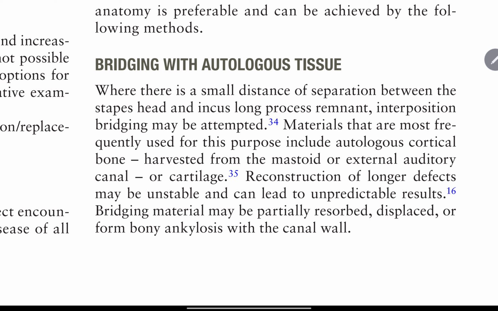Bridging with autologous tissue. Where there is a small distance of separation between the stapes head and incus long process remnant, interposition bridging may be attempted. Materials that are most frequently used for this purpose include autologous cortical bone harvested from the mastoid or external auditory canal, or cartilage. Reconstruction of longer defects may be unstable and can lead to unpredictable results. Bridging materials may be partially resorbed, displaced, or form bony ankylosis with the canal wall.